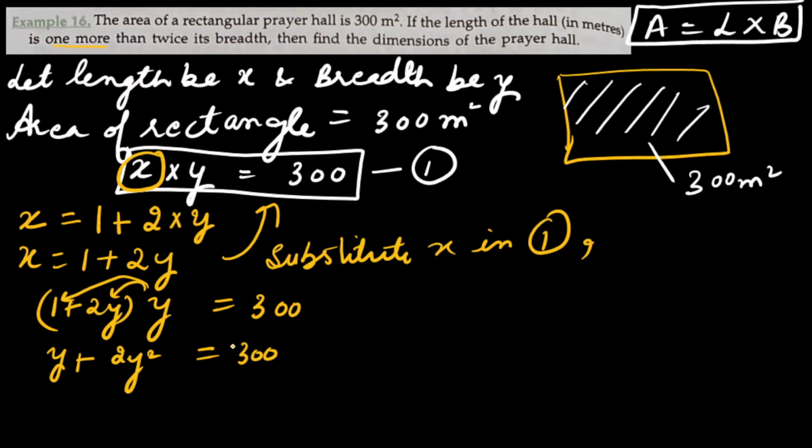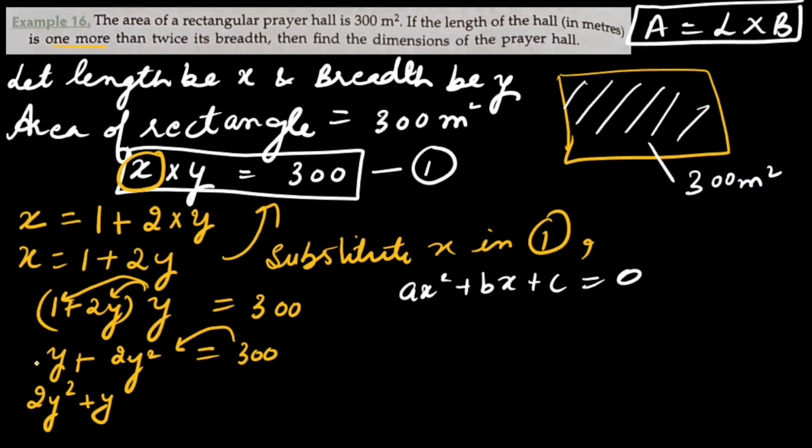So we know the standard form of the quadratic equation is ax square plus bx plus c is equal to 0. This is the standard form. So we have to convert the equation into this form. So let's shift 300 to the other side, and 2y square we can write at the start. So 2y square plus y, because y is already positive and present on this side itself. 300 is positive, so when I shift it to the other side, it becomes negative. So minus 300 is equal to 0.